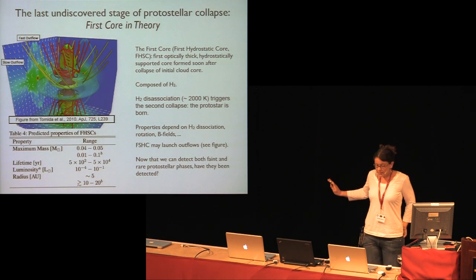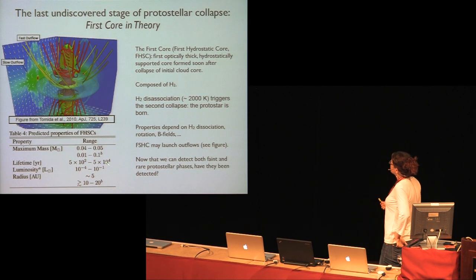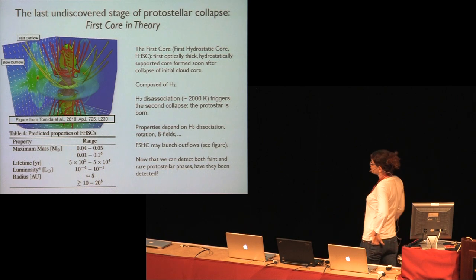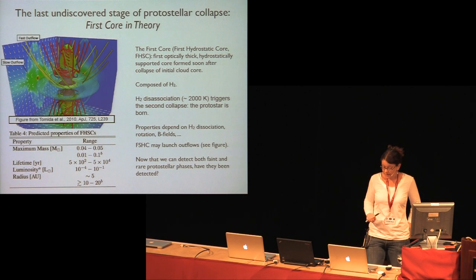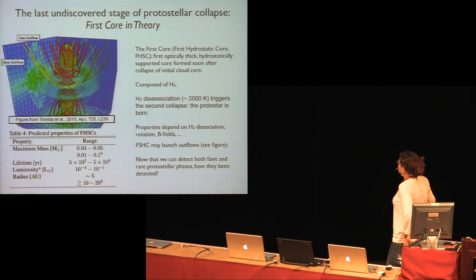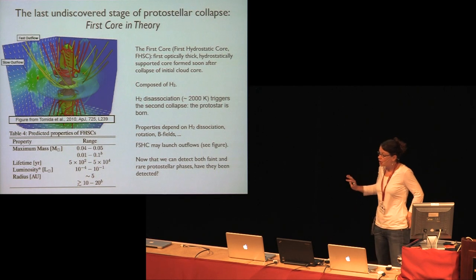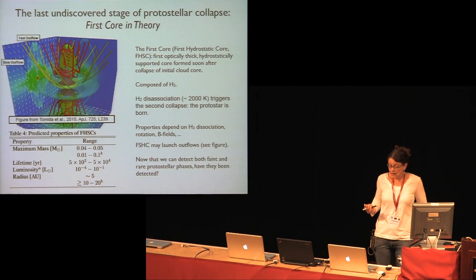Now, these are the predicted properties currently that we've gathered from the literature. And they vary quite a bit, but in particular, I want to point out the variation of two orders of magnitude in the predicted lifetimes. So this should immediately tell you that it's going to be hard to identify these guys observationally.